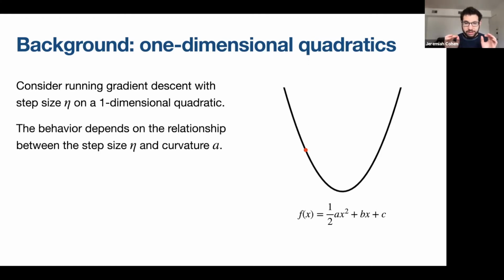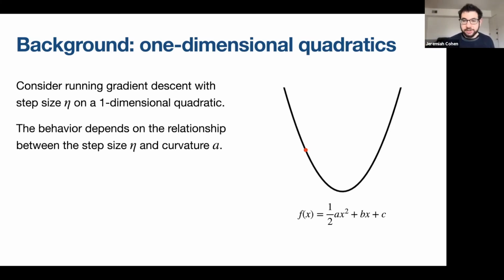It's very easy to show that the behavior of gradient descent depends entirely on the relationship between the step size eta and a, which I'm calling the curvature. So a is the second derivative. And because this is a quadratic function, the second derivative is constant everywhere. It's just a everywhere.